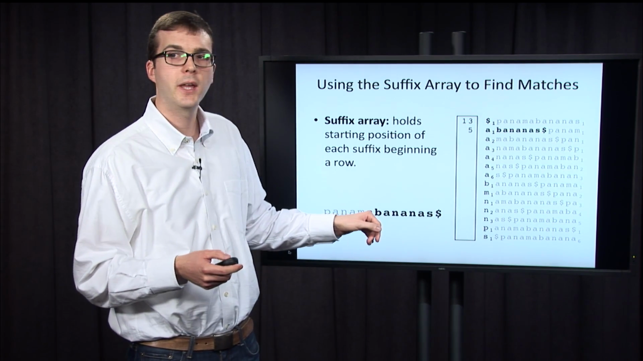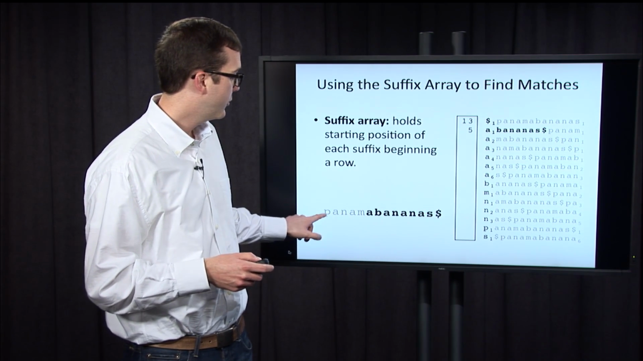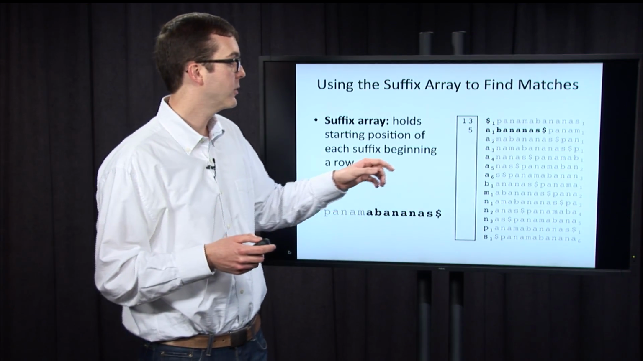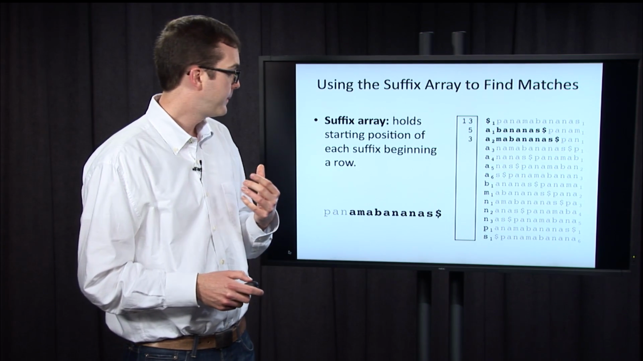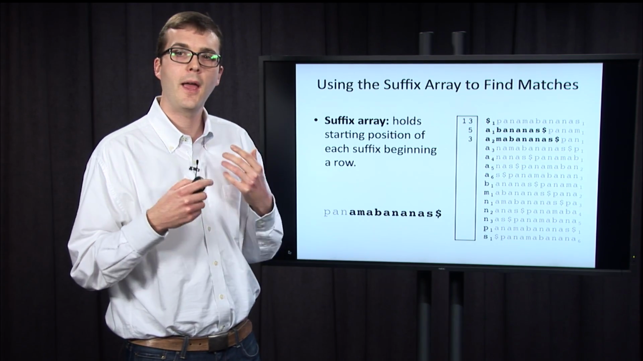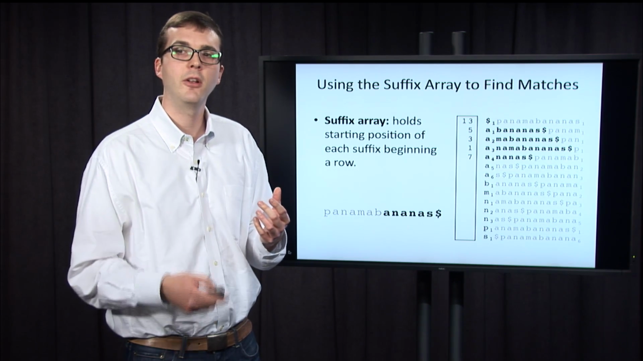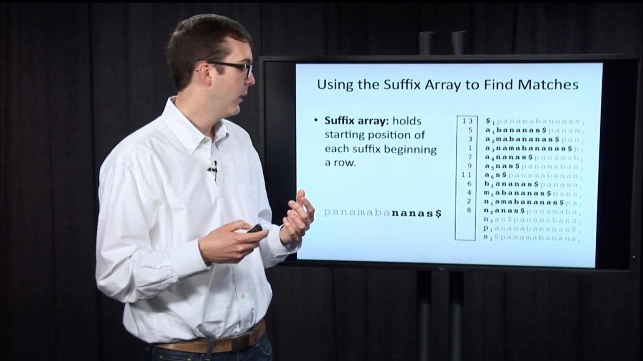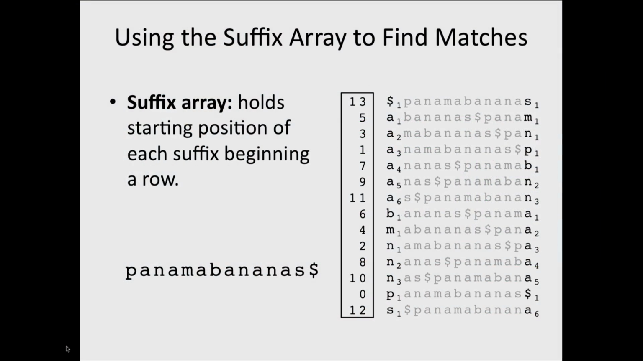The next row begins with A bananas, and the A bananas is in position 0, 1, 2, 3, 4, 5, starting position 5 of the original string, so we put a 5 in the second element of the suffix array. And we go through this. So ANA bananas is in position 3, and so on. So we get 1, 7, 9, and so on. So we reconstruct the entire suffix array this way. And so now we have this suffix array.